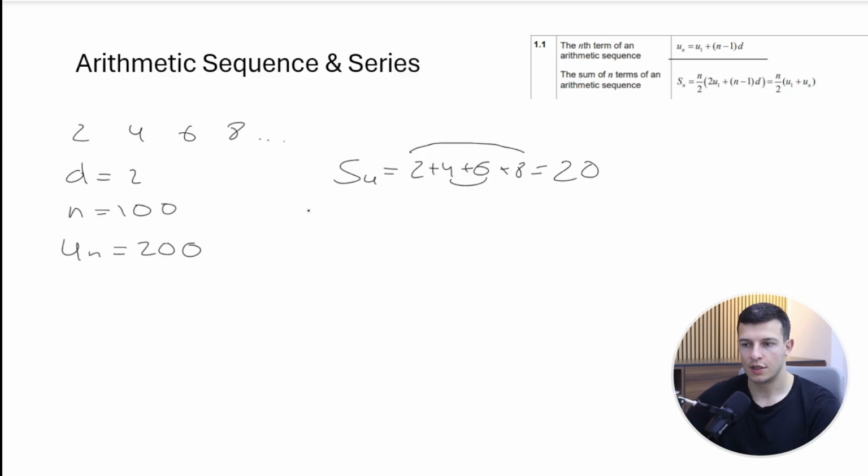And now the question comes in, what is going to be S100? Obviously, again, we can write it manually, but that's going to take way too long, and that's why we're using formulas.